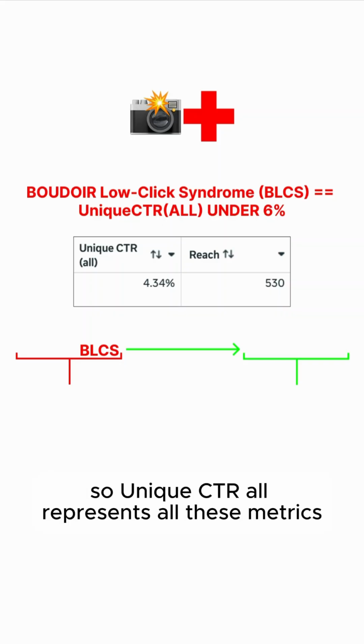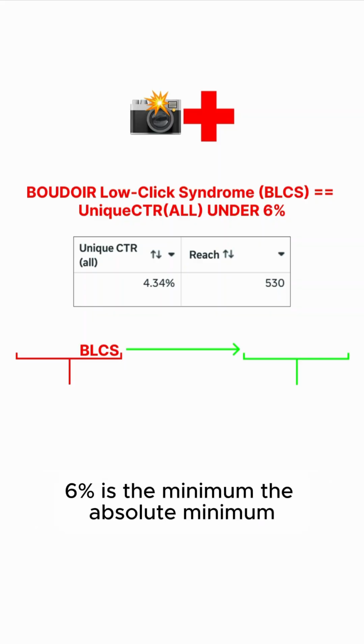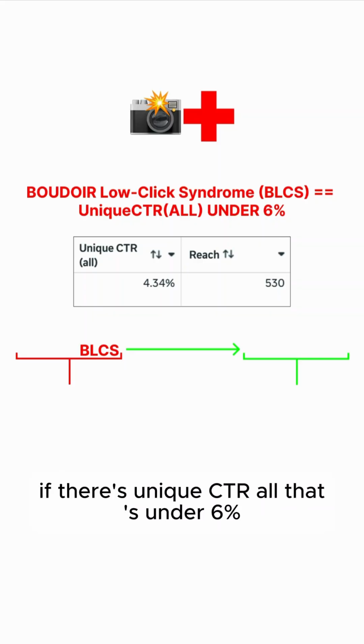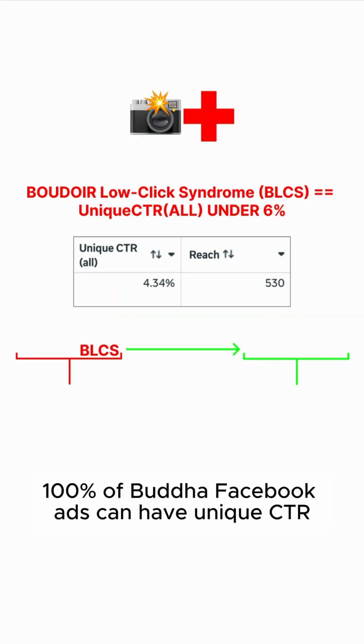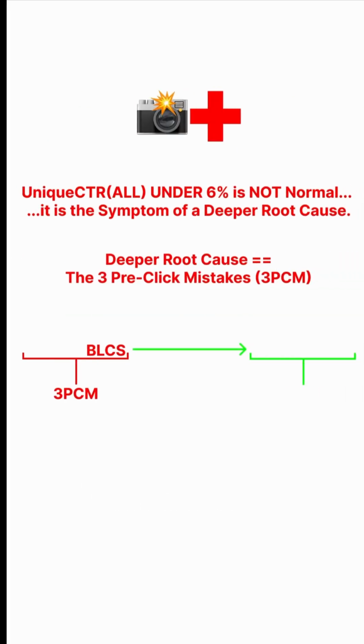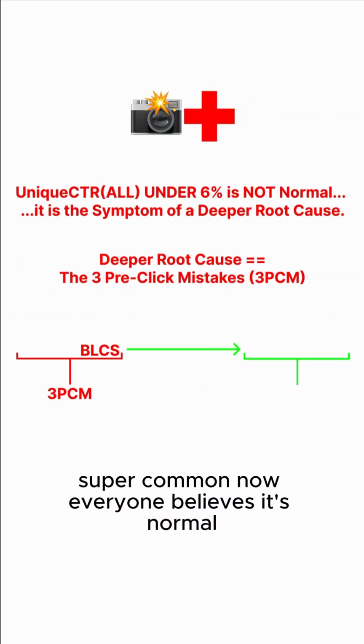So unique CTR represents all these metrics, and we need to get this number as high as possible. 6% is the minimum. The absolute minimum. If there's a unique CTR that's under 6%, we've got massive big problems. 100% of Boudoir Facebook ads can have a unique CTR above 6%. So a unique CTR under 6% is not normal. Super common though. Everyone believes it's normal. Everyone just leaves it alone.